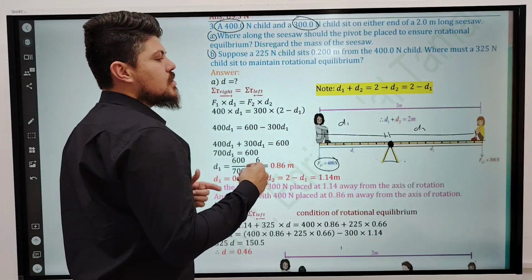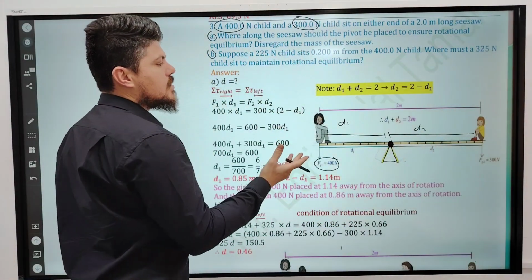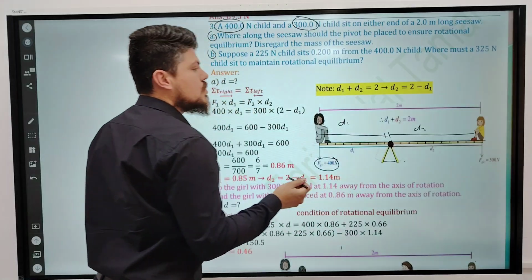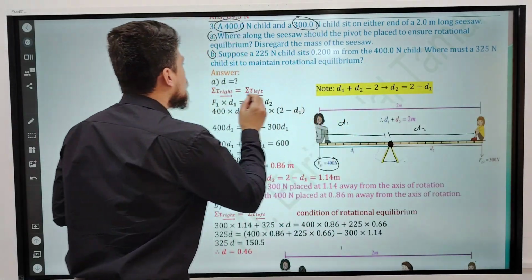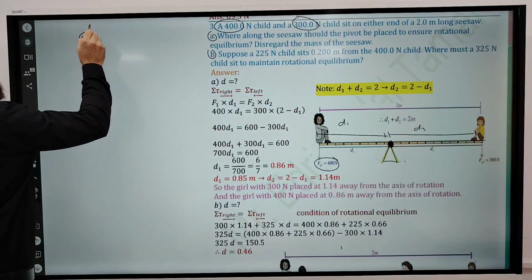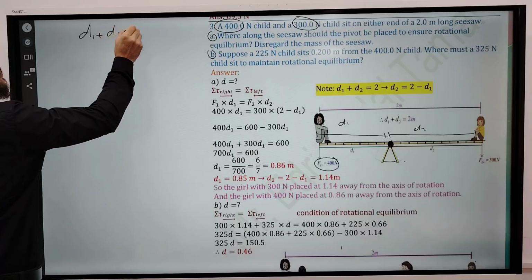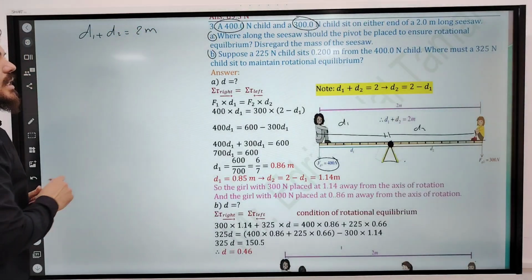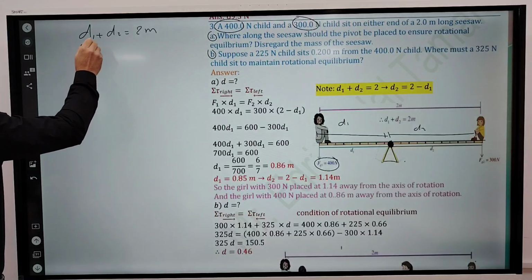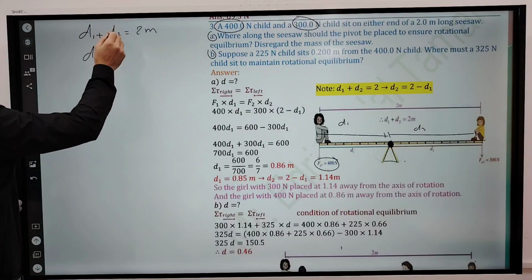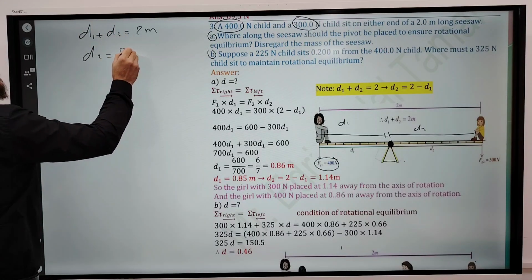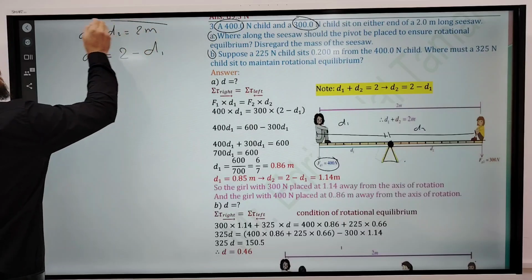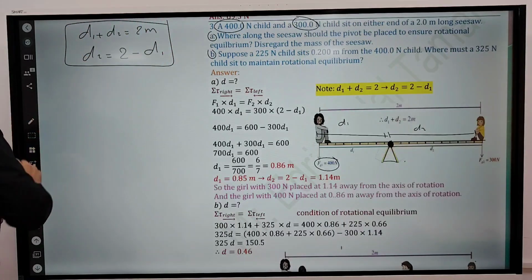The length of the entire seesaw was given in the question. It is equal to 2 meters. So it means that d1 plus d2 is equal to 2 meters. In that case, d2 is equal to what? If we take d1 to the other side, it becomes 2 minus d1.